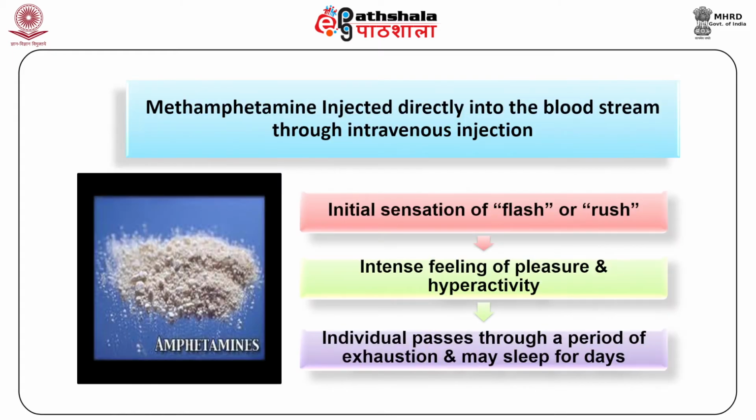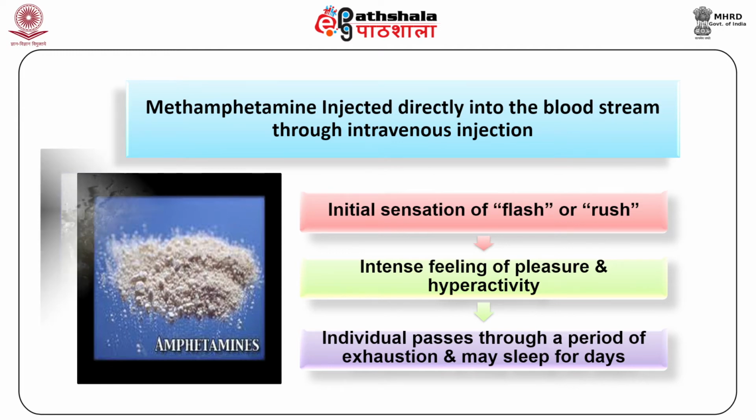Amphetamines may be injected directly into the bloodstream through intravenous injection. The desire for a more intense experience is the chief motive behind the intravenous route of administration. Firstly, a sensation of flash or rush is experienced by the user, which is followed by a high feeling of pleasure and euphoria that produces hyperactivity with a feeling of clarity of vision as well as hallucinations. After that effect wears off, the individual passes through a period of exhaustion and may even sleep continuously for 1 or 2 days.